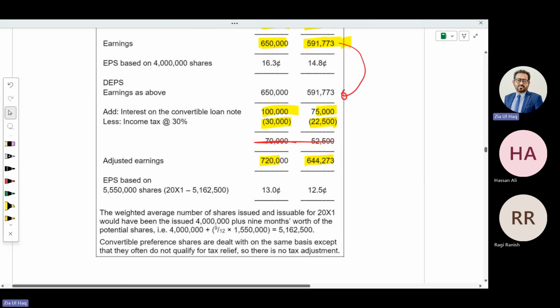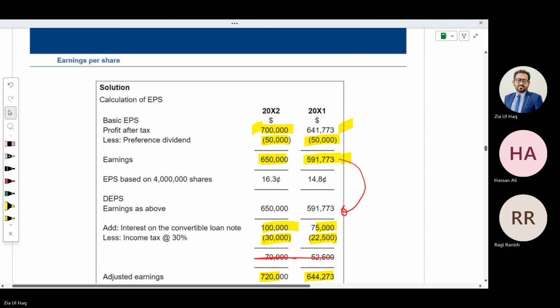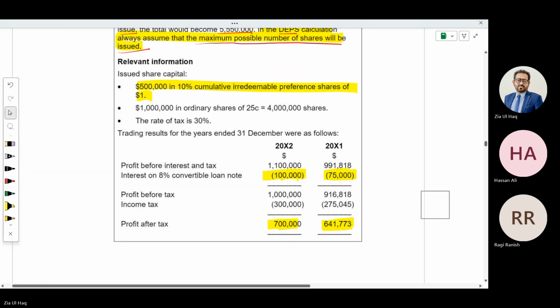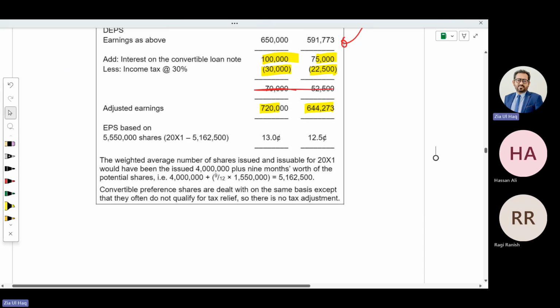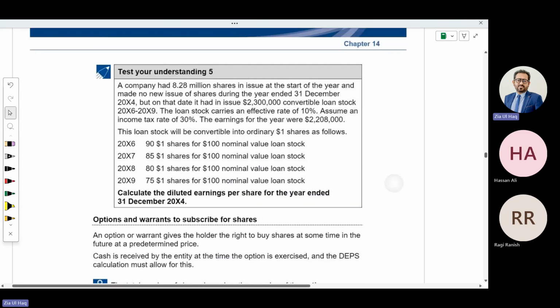And number of shares at start we were having how many? 400,000. So for 20x1 we will divide the adjusted earning by 400,000. For 20x2, 400,000 was at the start. During the year we issued new shares. But from when? From 1st April. So that will be time proportion. So this will be the weighted average number of shares. I'll move towards this Test Your Understanding 5.